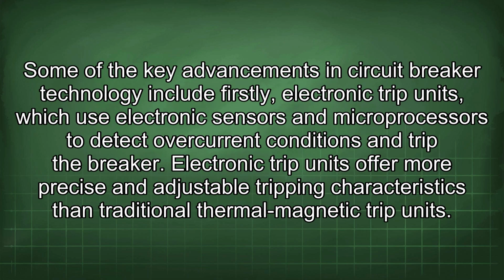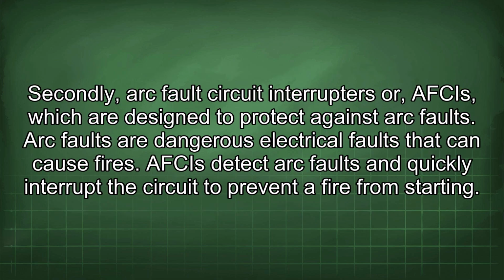Some of the key advancements in circuit breaker technology include, firstly, electronic trip units, which use electronic sensors and microprocessors to detect overcurrent conditions and trip the breaker. Electronic trip units offer more precise and adjustable tripping characteristics than traditional thermal magnetic trip units. Secondly, arc fault circuit interrupters, or AFCIs, which are designed to protect against arc faults. Arc faults are dangerous electrical faults that can cause fires. AFCIs detect arc faults and quickly interrupt the circuit to prevent a fire from starting.